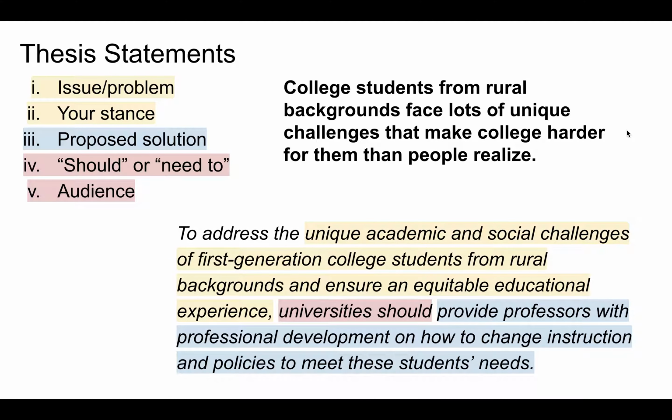This one's better. So in yellow, we have the issue, the problem, to address the unique academic and social challenges of first-generation college students from rural backgrounds and ensure an equitable educational experience. So now I have a sense of why this matters, why we should care, because we want to ensure an equitable educational experience. We have a little better sense of what those problems are, academic and social challenges, so a lot more specific as opposed to vague.